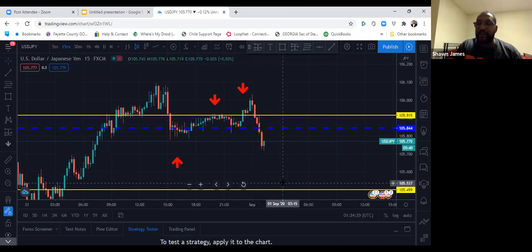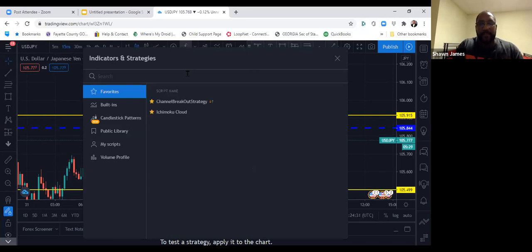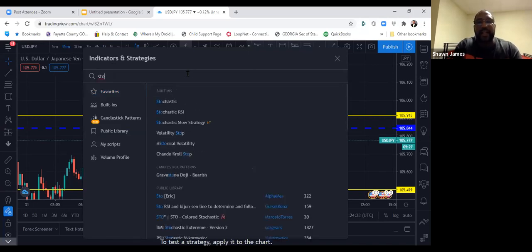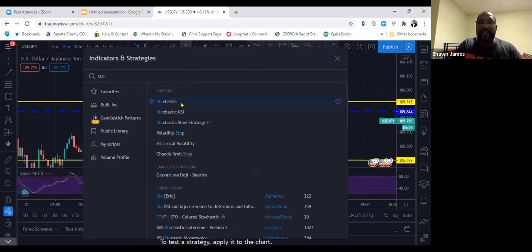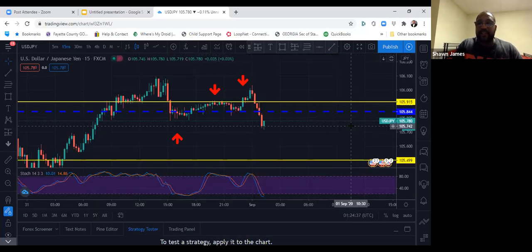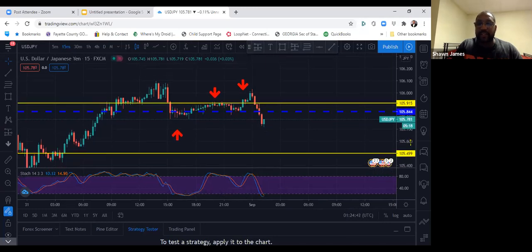This is headed in a downtrend, right? But you want to confirm it. You want a warm and fuzzy, because that's all they do is give you warm and fuzzy. So let's add the stochastic to it. Okay. I'm going to add the stochastic. It's a trending indicator, right? So now this is going to help us with our confirmation.